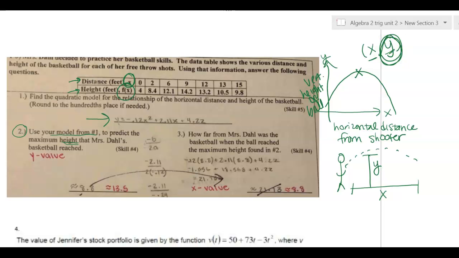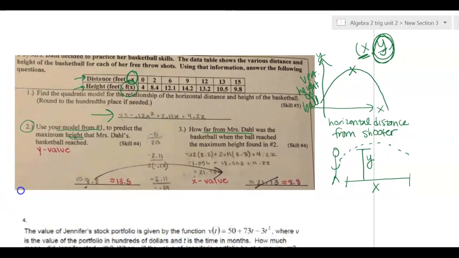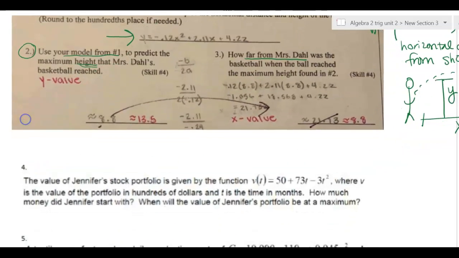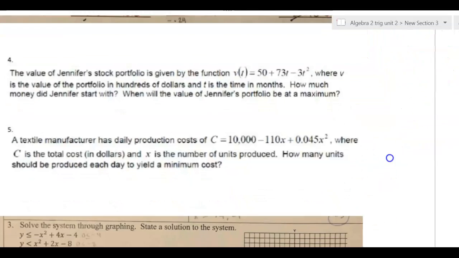Okay, so again, knowing which one is x and which one is y here is about understanding the context more thoroughly, about what each is measuring in real life in this application. So then when I read number 3 and it says how far from Mrs. Doll was the basketball when the ball reached its maximum height, that's asking for the x coordinate because it wants to know a horizontal distance, because it's asking how far from Mrs. Doll. I'm going to show you 2 more problems like this so you can understand what I'm saying about picking out the context, even if it's something that's not super familiar to us, like throwing a ball.